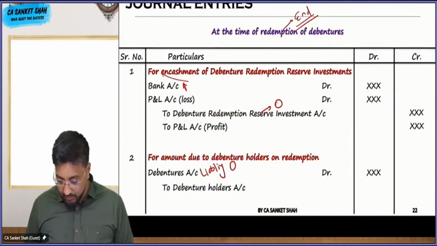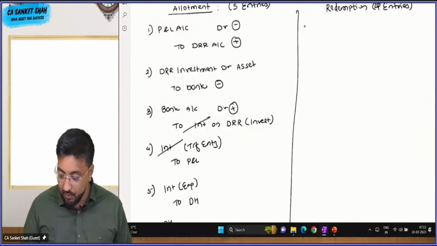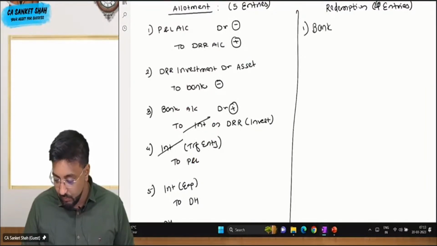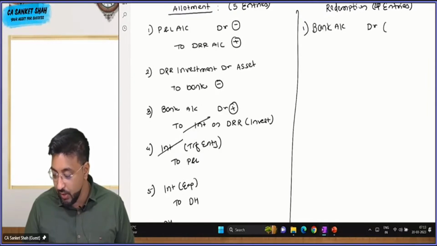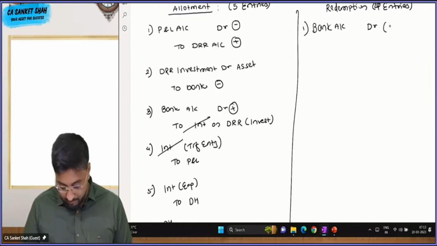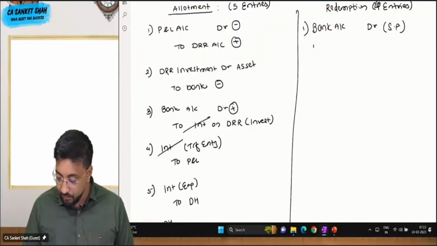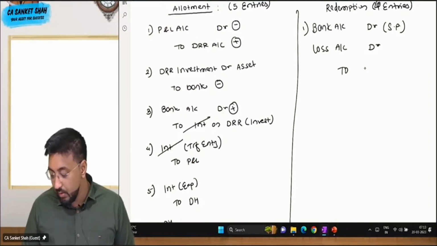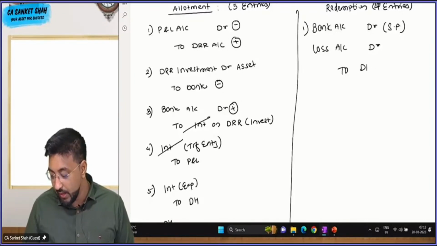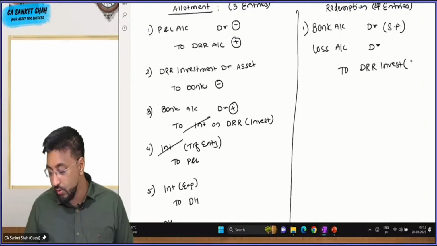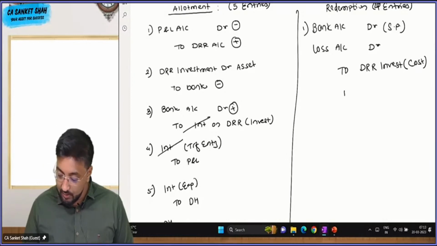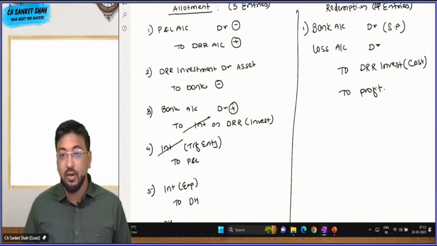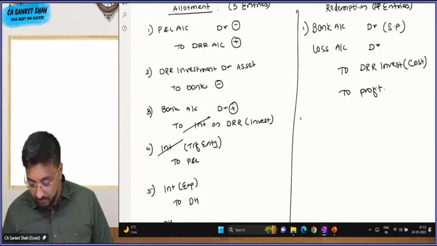यहाँ एक्चुअली एंट्रीज का सीक्वेंस गलत हो गया है. हाँ जी. नंबर 1, बैंक अकाउंट डेबिट. We are showing it always at selling price. Loss on sale account debit, P&L में जाएगा. Either loss to DRR investment, we are selling it beta for redemption purpose, so it will be shown at cost, and to profit we are recording it at profit, so beta P&L में जाएगा.